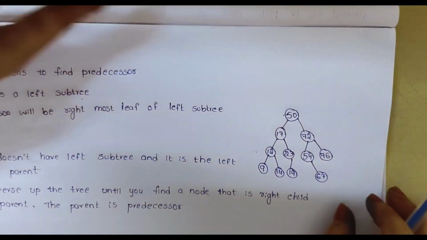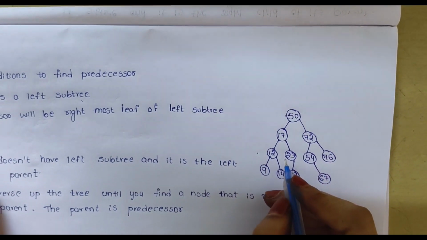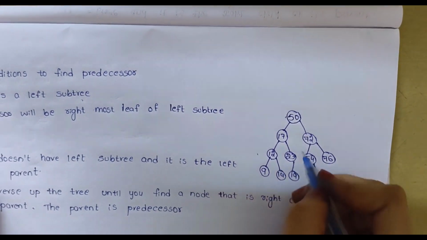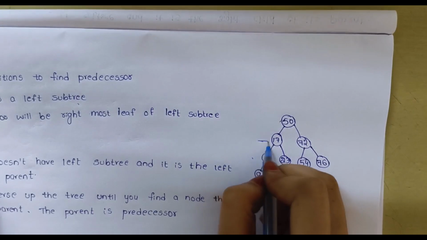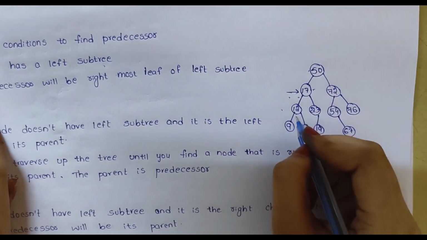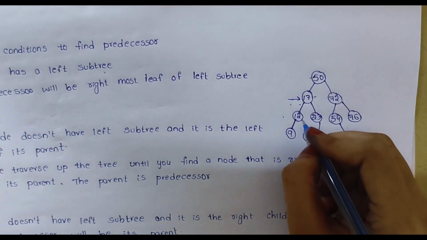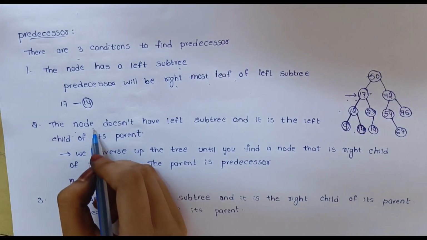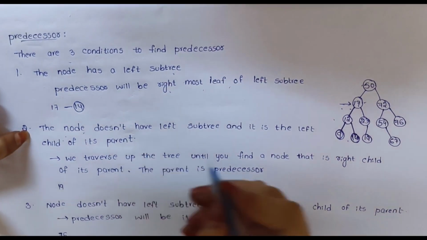Let us go with an example to understand in detail. For example, if you want to find the predecessor of 17, consider a tree. In this tree, 17 has a left subtree of 12, 9 and 14.